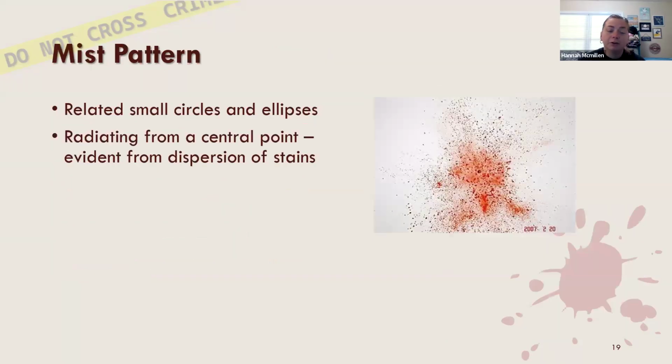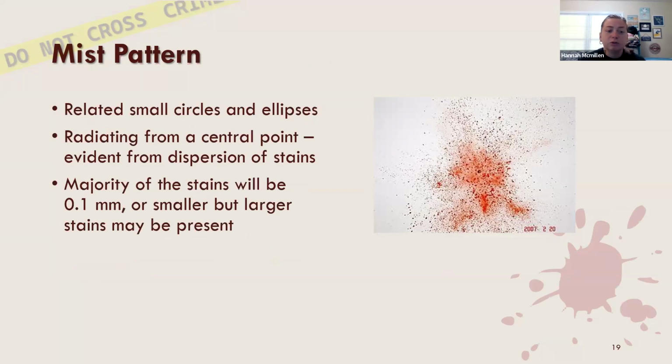So then going into mist patterns, again, related small circles and ellipses radiating from a central point, and it's evident from the dispersion of stains. The majority of stains will be 0.1 millimeter or smaller, but larger stains can be present. A mist pattern could be someone who is... especially you'll see it with gunshot wounds, where something hits a body of a person with a lot of force, a lot of velocity, and it's going to create very small, misty type patterns. But you'll also potentially see impact patterns with gunshot wounds as well.